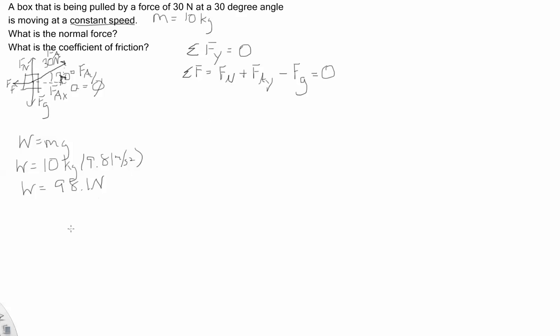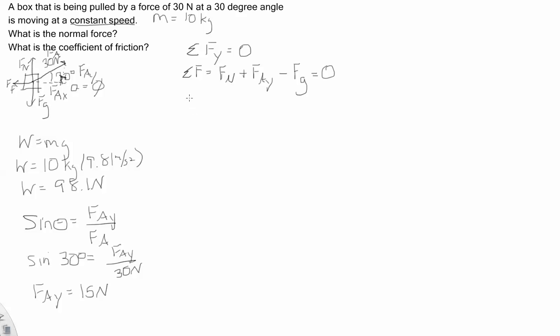I also have FAY. FAY is opposite the 30-degree angle, and I have the hypotenuse, so opposite over hypotenuse, I'm going to use sine. So sine of theta is equal to opposite, which is my FAY, over my hypotenuse, which is my FA, which is 30 newtons. Plugging in my numbers, sine of 30 degrees is equal to FAY, my unknown, divided by the applied force of 30 newtons. I multiply both sides by 30 to get FAY by itself. Sine of 30, which is 1/2, times 30 gives me 15 newtons. So there's my FAY.